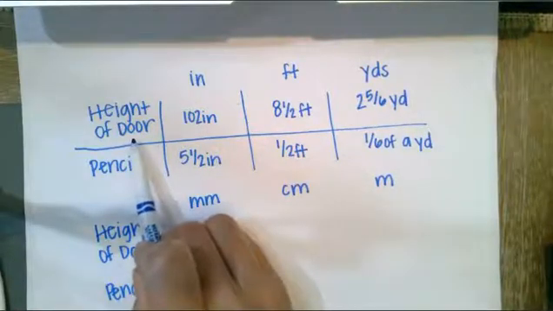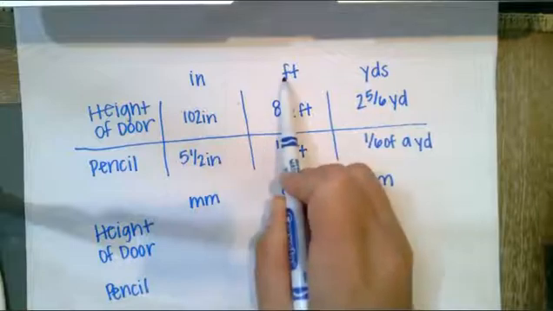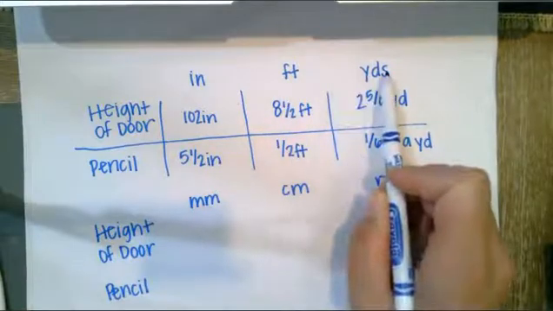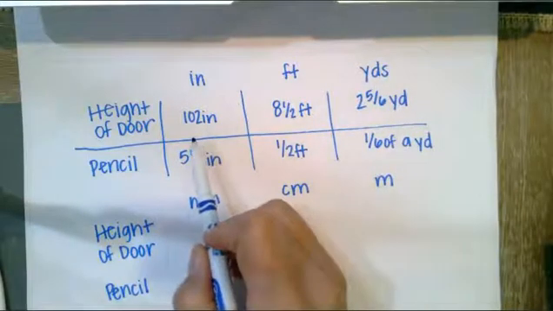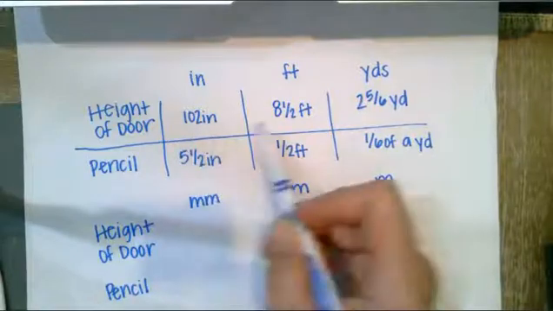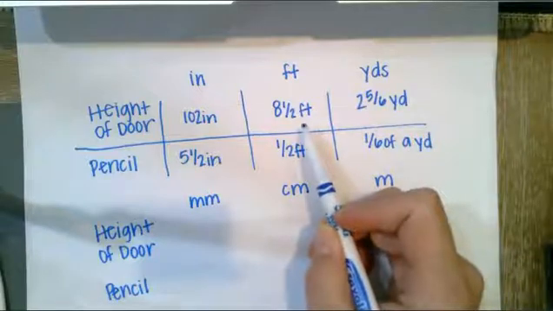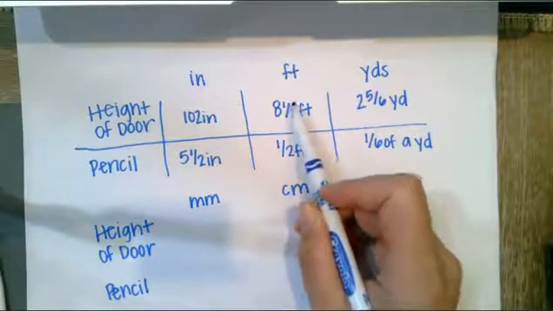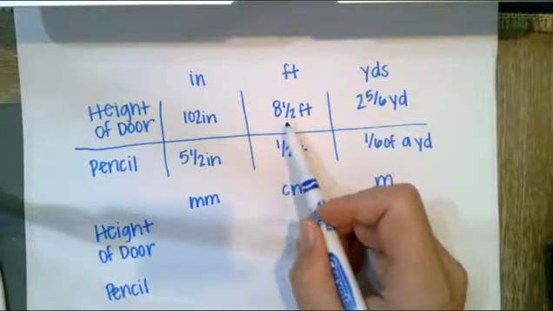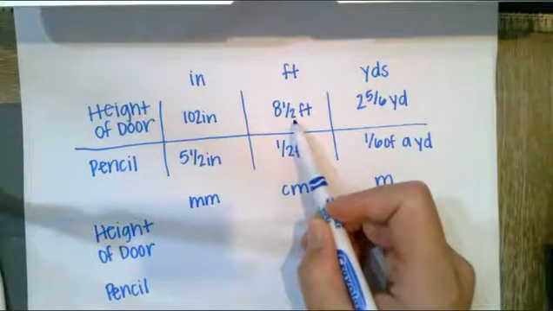Let's say you're measuring the height of the door and you were assigned the inches, feet, and yards, the U.S. customary system. You would measure the height of the door in inches, and then in feet, and then in yards. I want to point something out. Do you see how I just have half a foot right here? Because it didn't add up to a full foot.